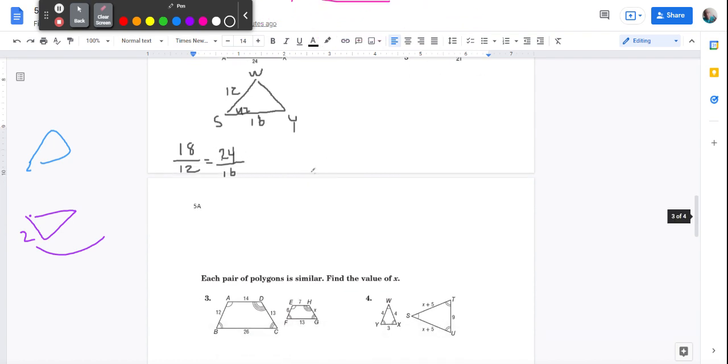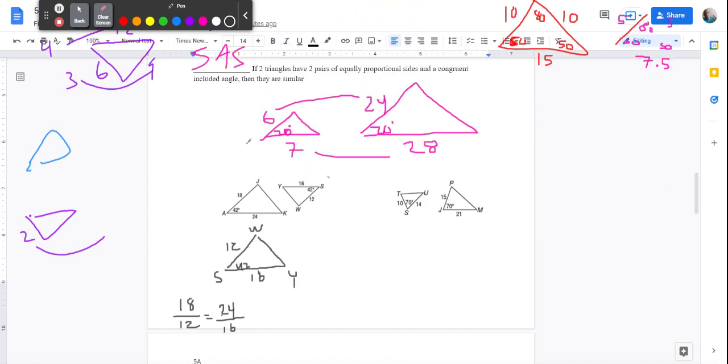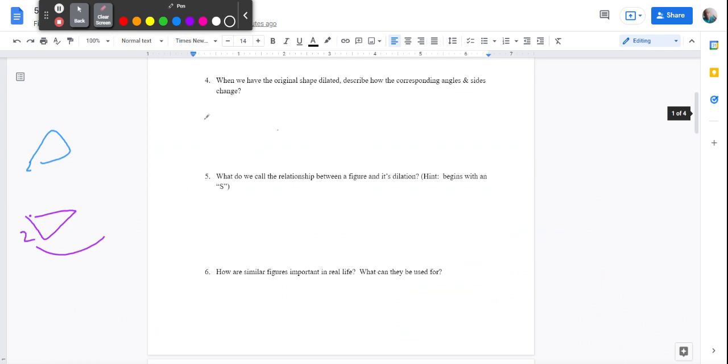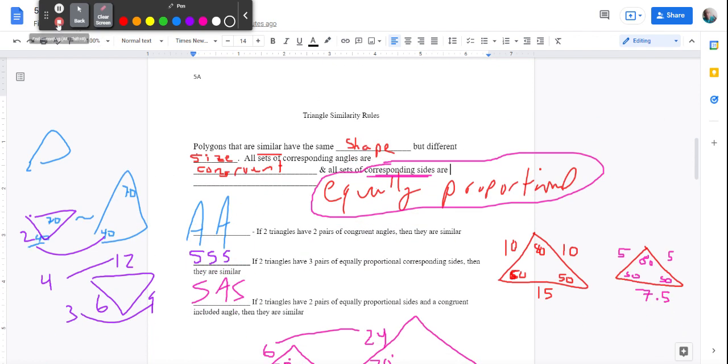Okay, we'll do these similarity ones here in class. I just wanted to make sure that we kind of got these notes all set up and ready to go here. So you can watch the video on dilations if you need to, and then watch this video for 5A, and then we'll be good to go.